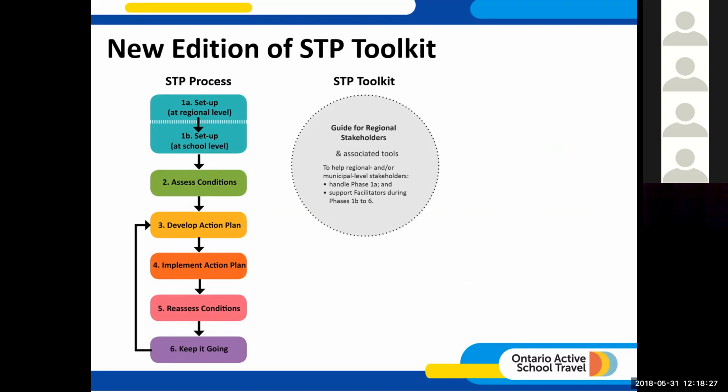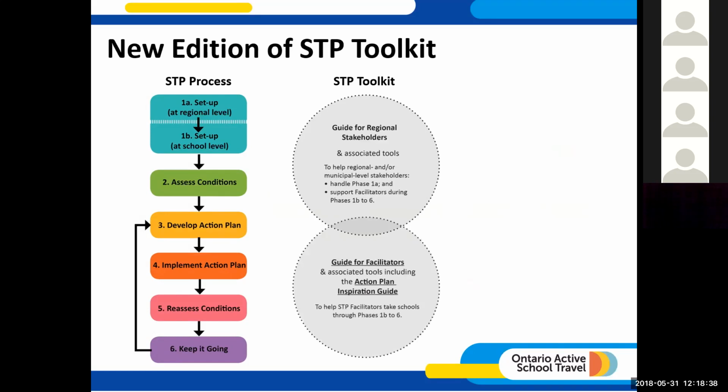And then the guide goes on to explain the role of regional stakeholders and their tasks in supporting a facilitator through the remaining phases. Then we have the guide for facilitators and its associated tools, which describes in depth what a facilitator will do in phases 1B through 6. These guides have been designed so that each audience really only needs to read the one guide that is geared to them. There is some overlap between the contents of the 2 guides, particularly in the introduction sections.